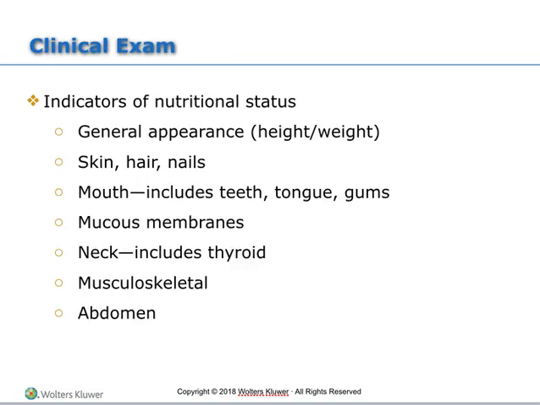Okay, so clinical exam. What do we need to look at to assess nutritional status? Well, what's their height and their weight? What do their skin, hair, and nails look like? Mouth, so the oral mucosa, the teeth, gums, and tongue. Mucous membranes, are they moist and pink? Neck, we're going to look at the structure itself, symmetry, and thyroid. Musculoskeletal, their muscle definition or wasting. Skeletal, is everything in alignment? And then lastly, abdomen.